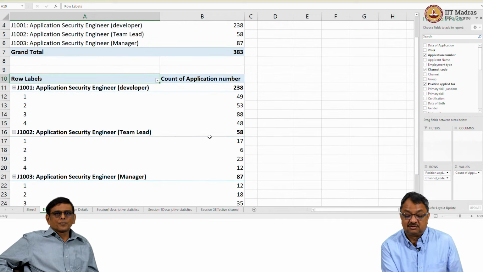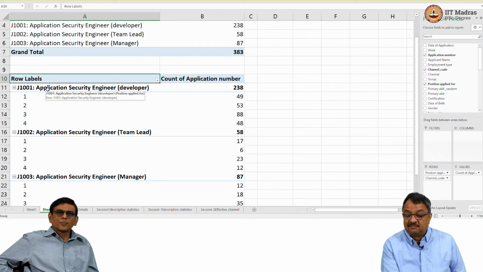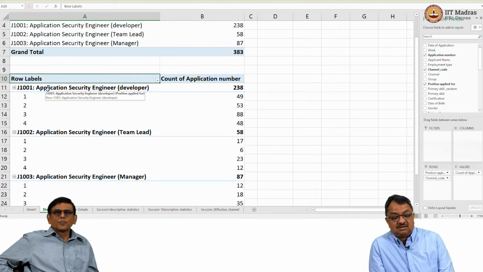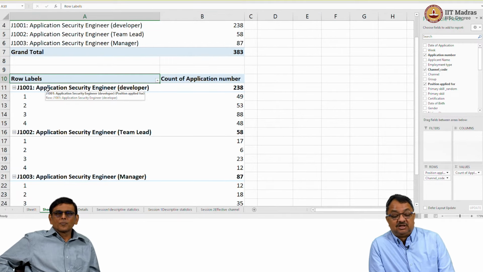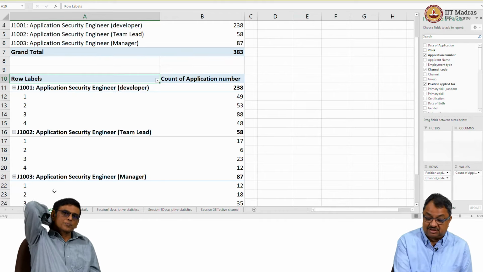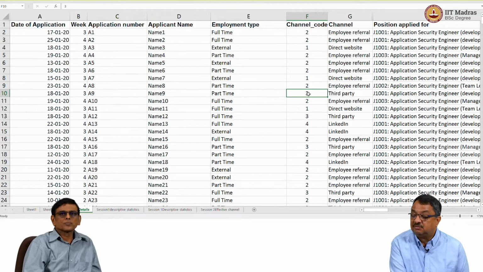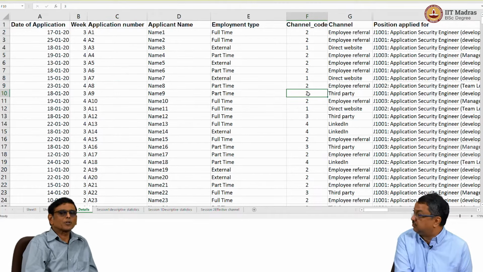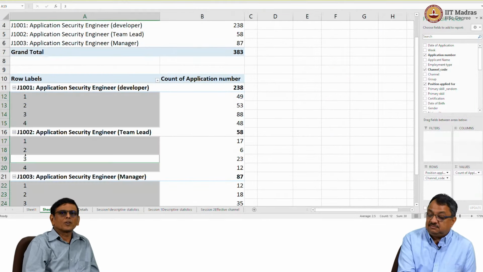So for job application security engineer, for the first position, we got 49 applicants through channel 1, 53 through channel 2, 88 through channel 3, and 48 through channel 4. So whatever channel 3 is, and we should find out what is channel 3. What is channel 3? Third party. So recruitment agencies. To be expected, yeah. You got a lot, okay.